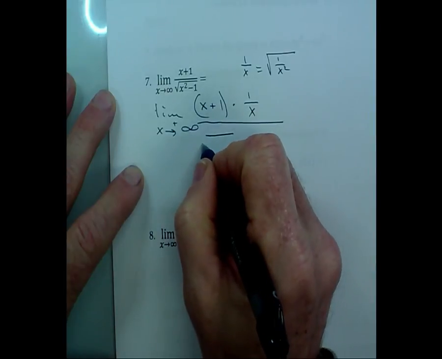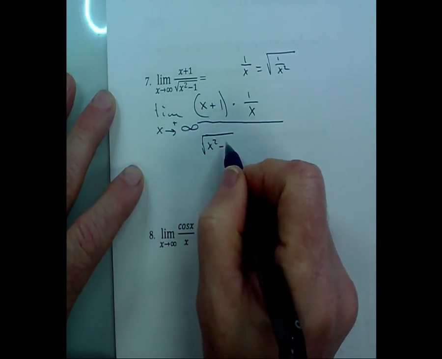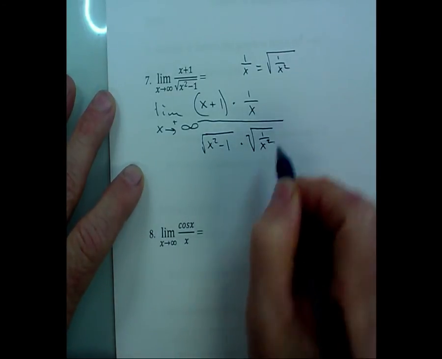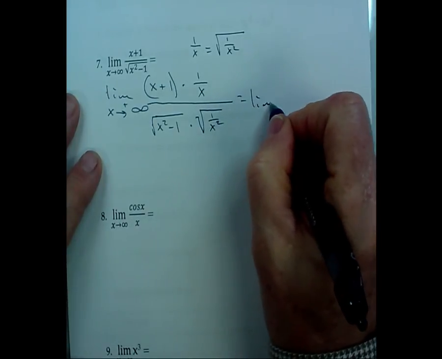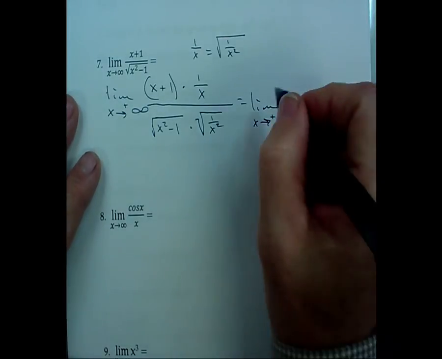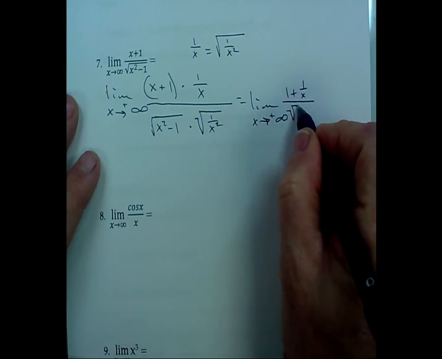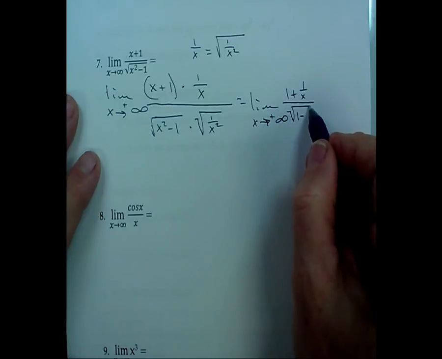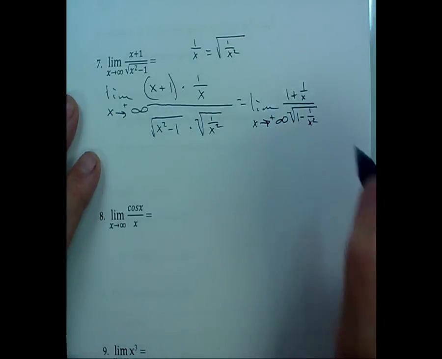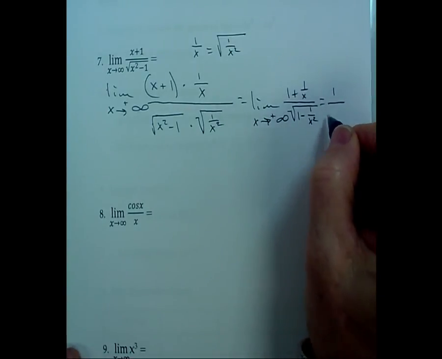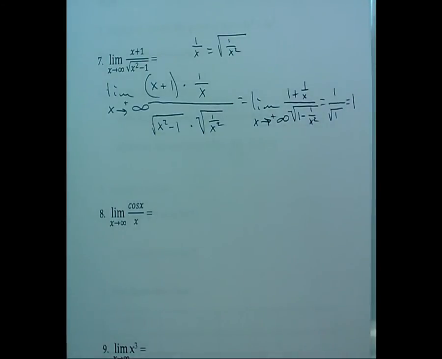And down here, I'm going to have the square root of x squared minus 1 times what, Aiden? The square root of what? 1 over x squared. So that's going to give me the limit as x goes to positive infinity. What do I have in my numerator, Aiden? 1 plus 1 over x. And down here I have the square root of what? Perfect. So what's that limit? Perfect. So I should get what as my answer for the next one? What should it be? Negative 1.